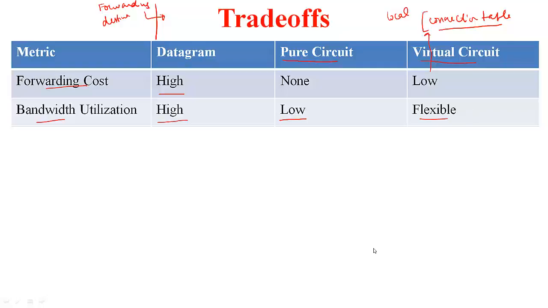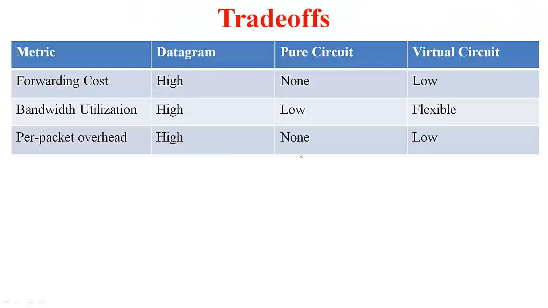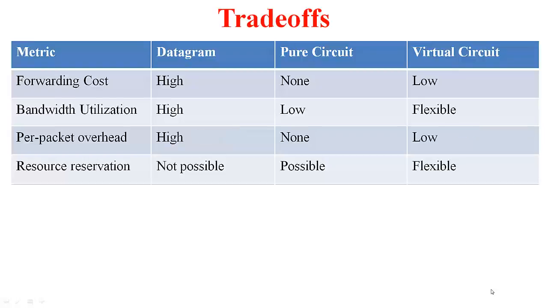In terms of per packet header, which among these three techniques has the lowest overhead? That's right, pure circuit switching, because the packets don't even carry any information as part of it. This is rather high for datagram because the address that you use is global in scope, so it will need more bits than in virtual circuit, where you are using the VCI, which is local in scope. In terms of resource reservation, this is not even possible in datagram, as in pure circuit as well as virtual circuit, this is possible.